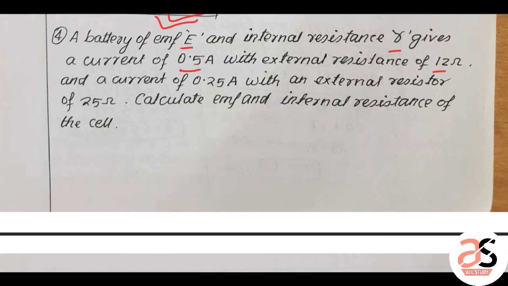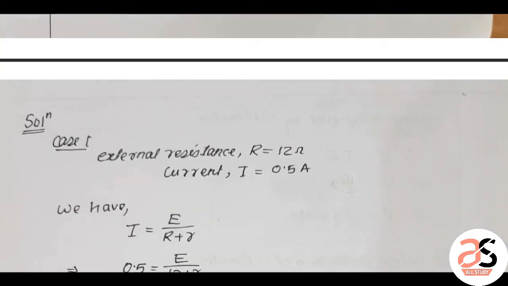Now next question. A battery of EMF E and internal resistance r gives a current of 0.5 with external resistance 12 and a current of 0.25 with external resistor 25. Calculate EMF and internal resistance of the cell.